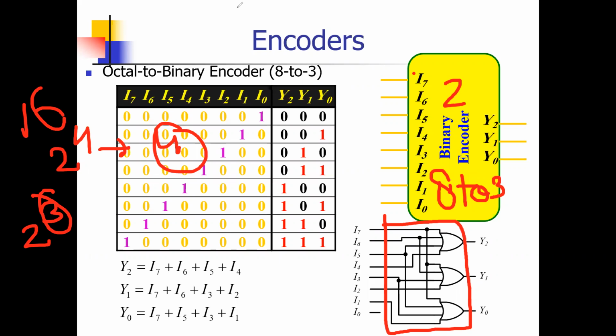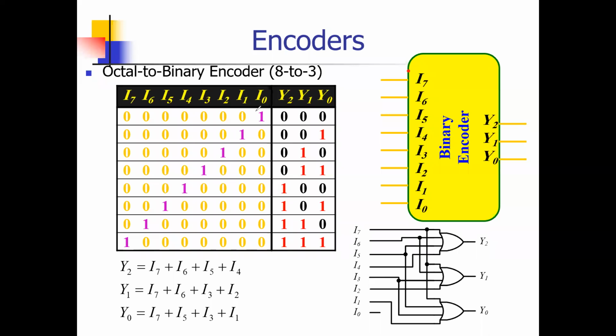2 raised to power 3, so 3 will be the output and 8 will be the input. Okay, 8 to 3 encoder. No, I0 is always here. You can represent I0, it's not connected to anyone, but there is no need to delete it because we have 8 inputs. So we should have I0 to I7. We cannot delete it. Clear or not? Encoder.